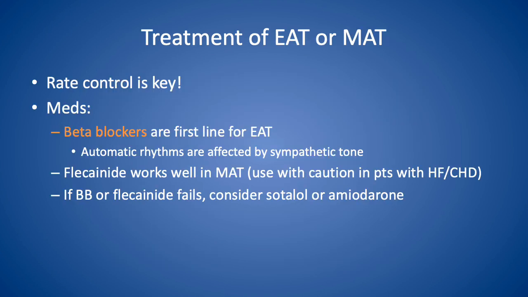For treatment of EAT or MAT, rate control is really the key here. And so a first-line treatment is usually a beta blocker. Automatic rhythms are usually more affected by sympathetic tone. Flecainide works well with MAT, but there was a study that showed that it may be used cautiously in heart failure and congenital heart disease. And if your beta blocker or flecainide fails, you could also consider sotalol or amiodarone.